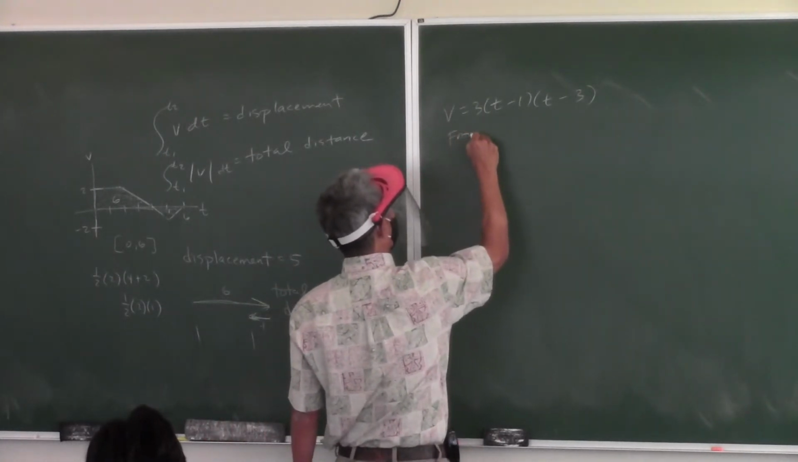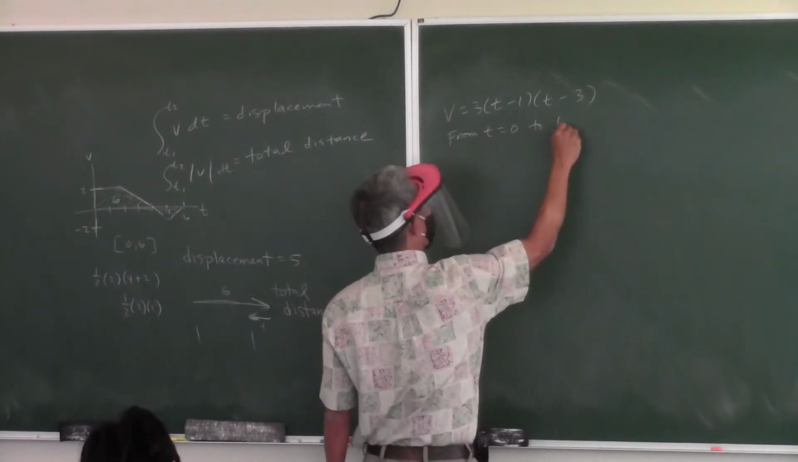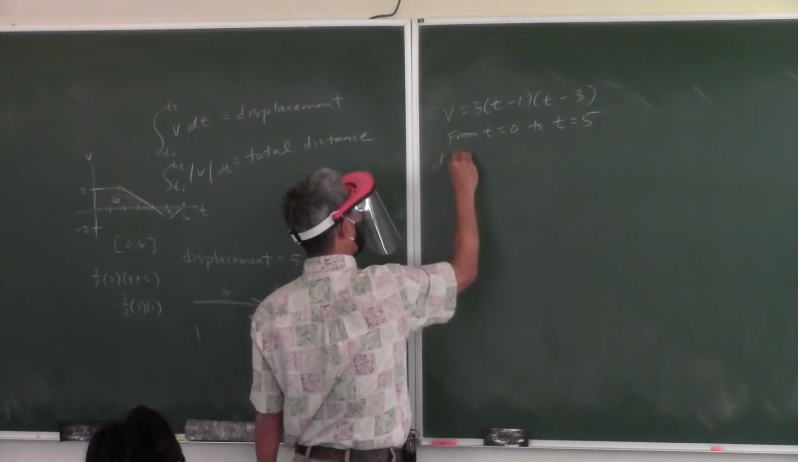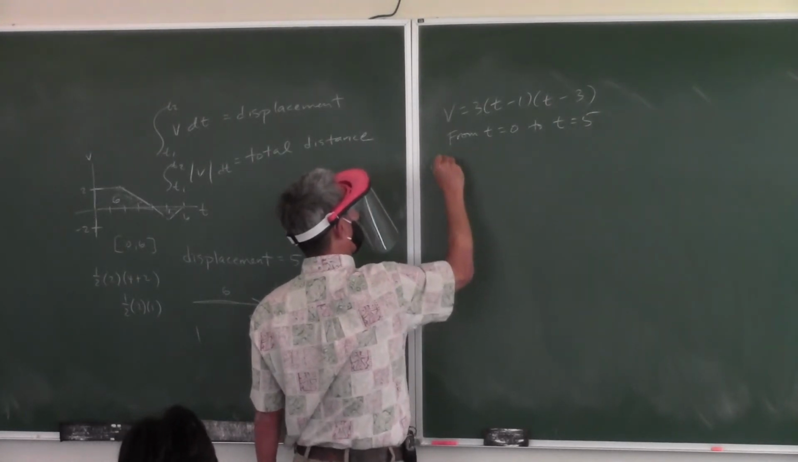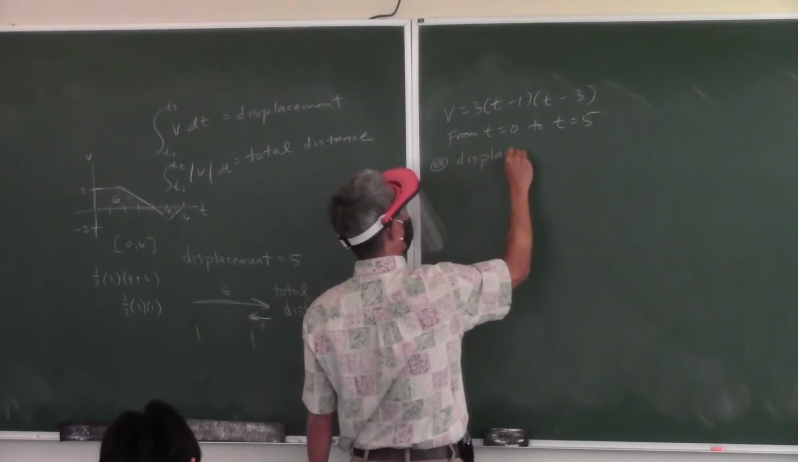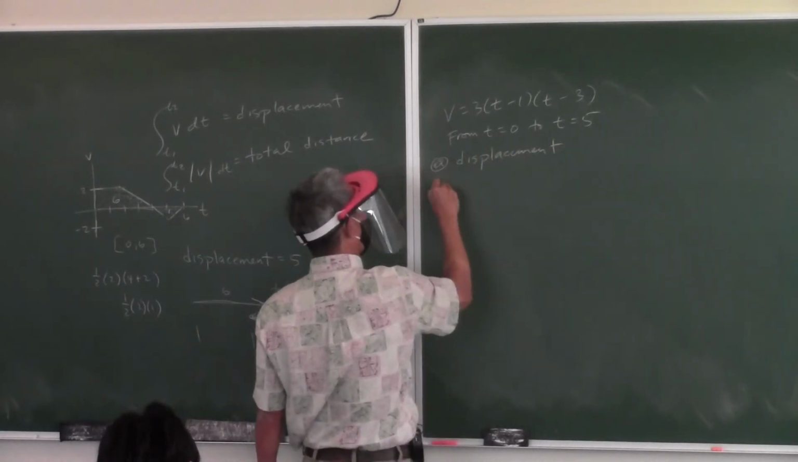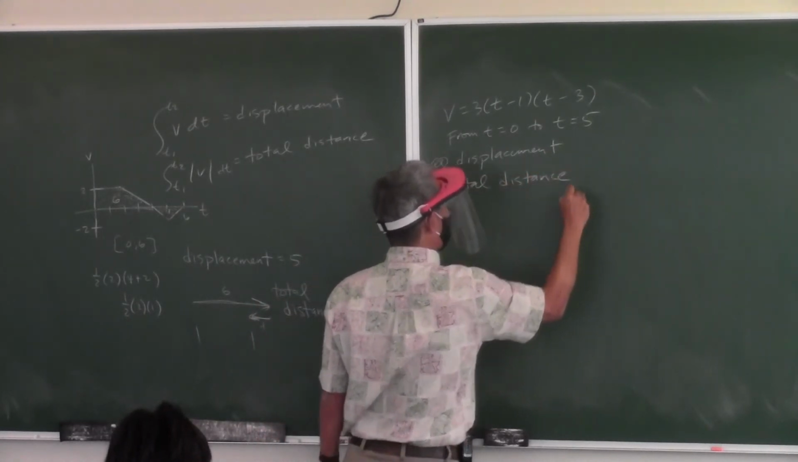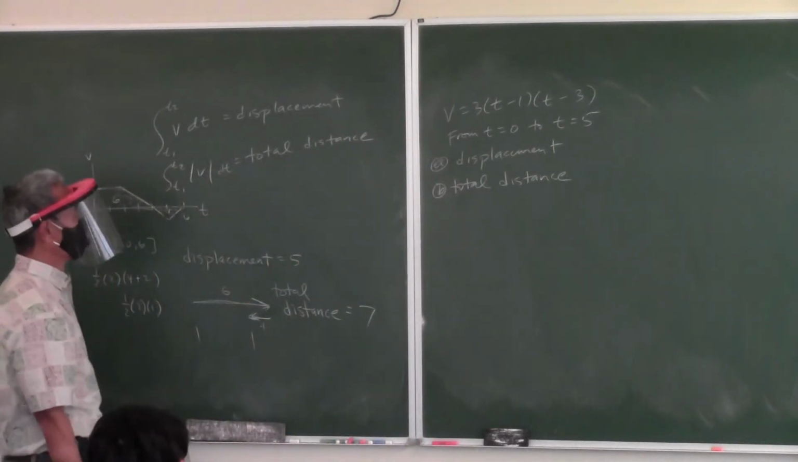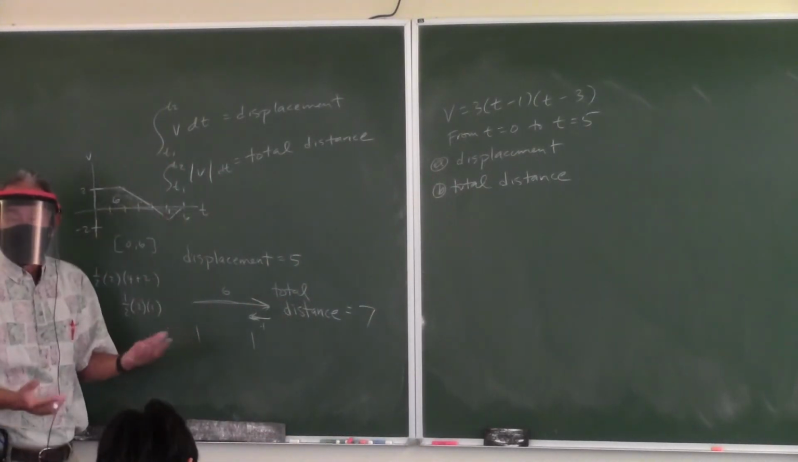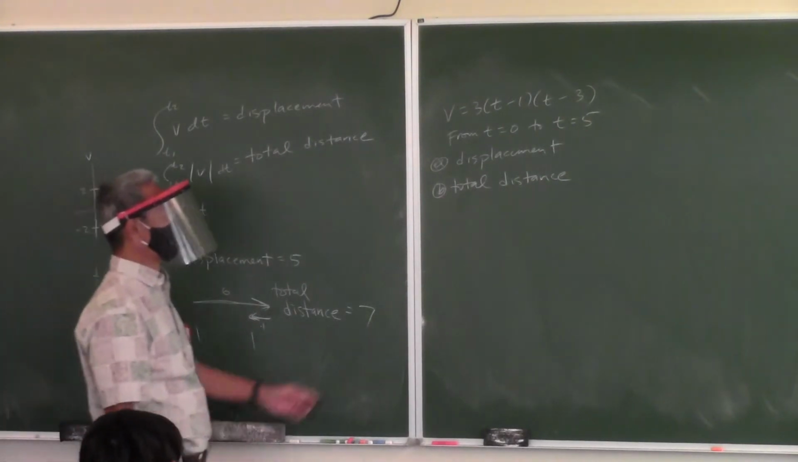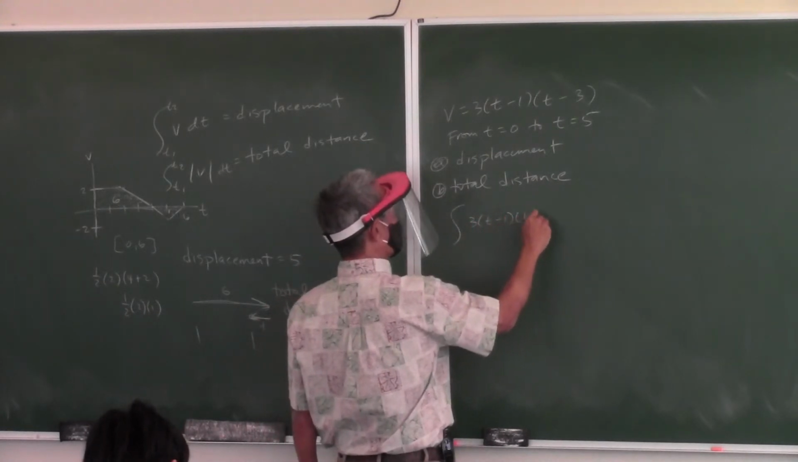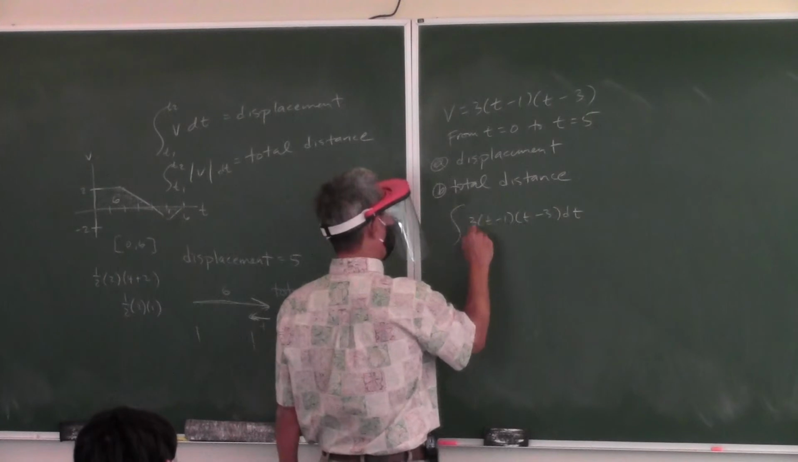So, from t equals 0 to t equals 5, compute the displacement. So here, A, compute the displacement. And then part B, compute the total distance traveled. Now, which of these is the easiest? Displacement, exactly, because you don't have to worry about the absolute value. So, to compute displacement, you simply integrate the velocity, which is this, from 0 to 5.